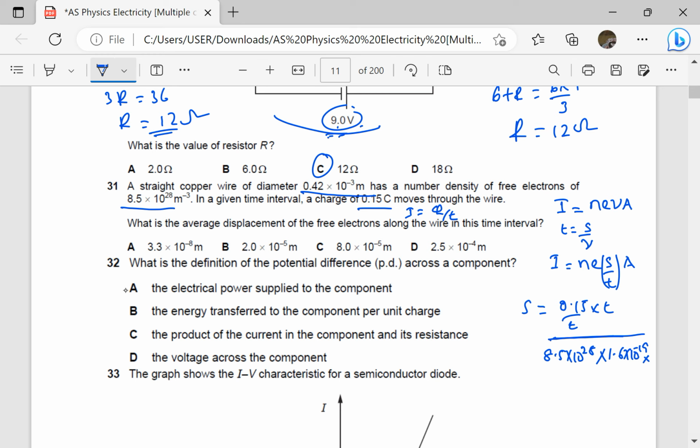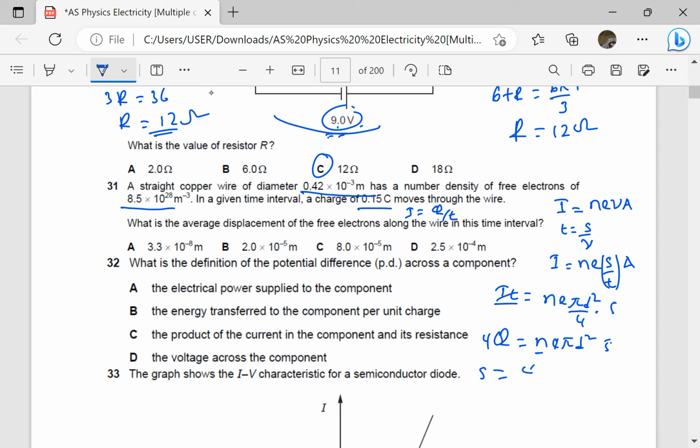They gave us diameter. The situation is very long. Let me repeat this. I have to simplify this further. I'm going to remove the area so that I put diameter directly. So multiplying T the other side, we have I T is equal to N e times area, which is pi d squared over 4, then times S. I times T is charge. So charge is equal to N e pi d squared, I'm taking the 4 the other side, then times S.